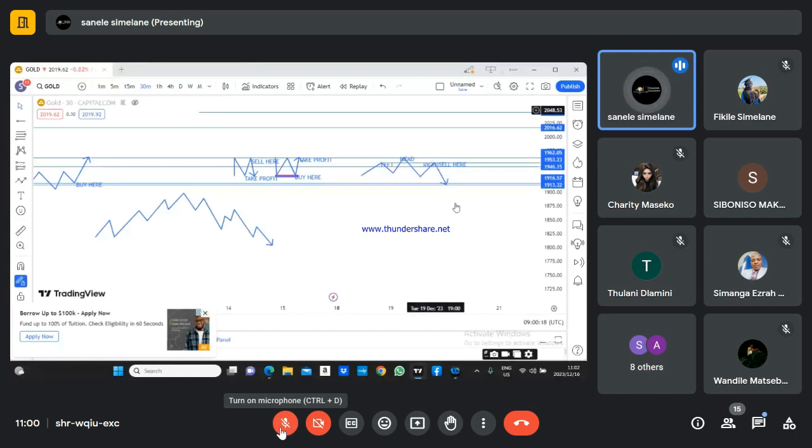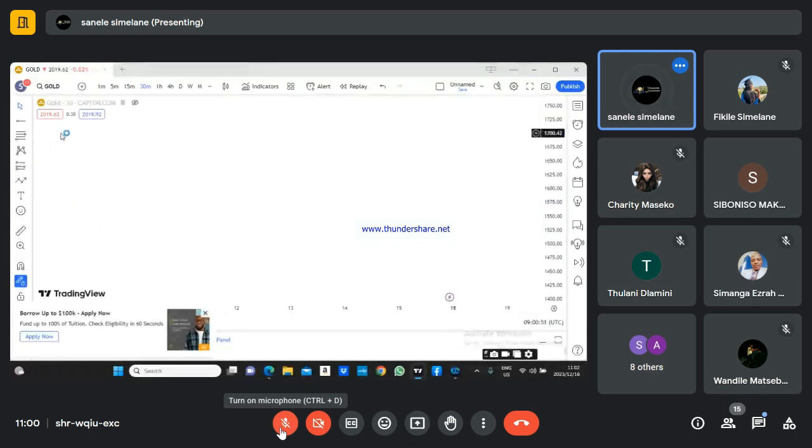So what you are going to understand is how to pick an entry on the previous trend. We look for a previous trend so that we spot the right entry. Okay, so this is what we are going to do.